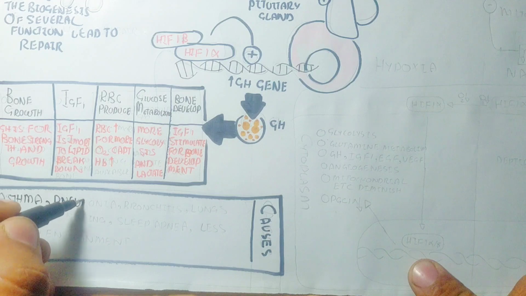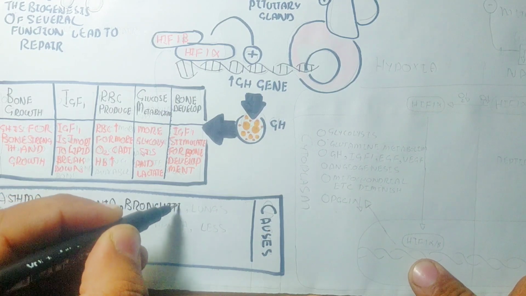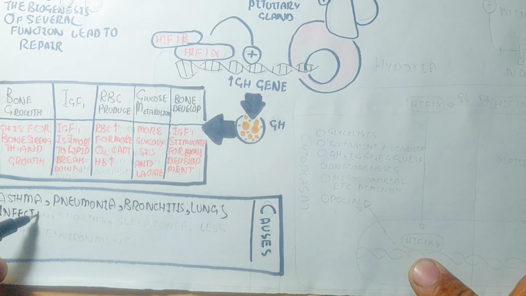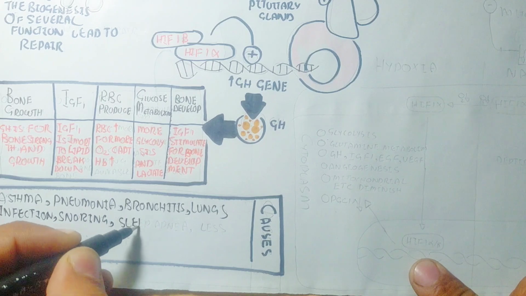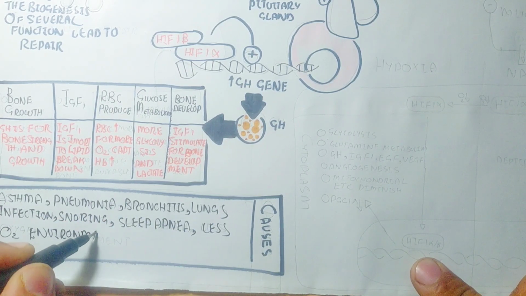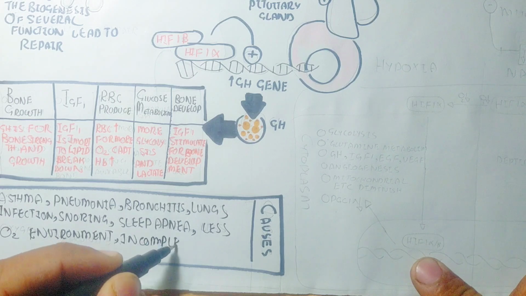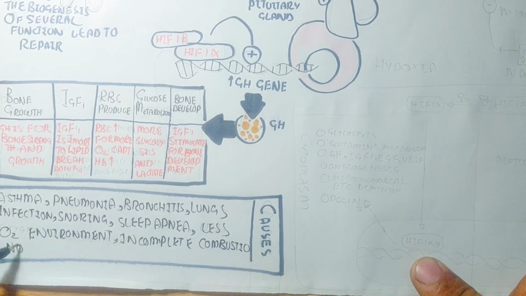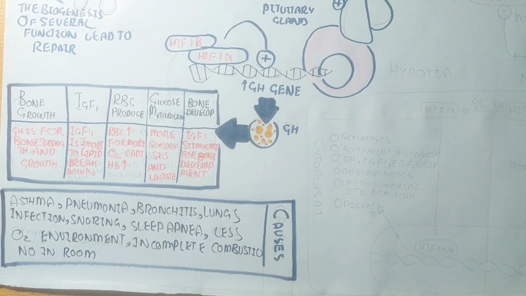But the causes of chronic hypoxia are asthma, pneumonia, bronchitis, lung infection, snoring, sleep apnea, a low-oxygen environment, and incomplete combustion in a room. For example, whenever you put burning coal into the room.